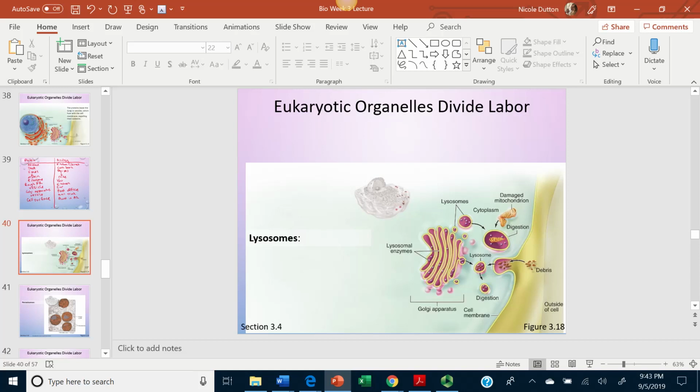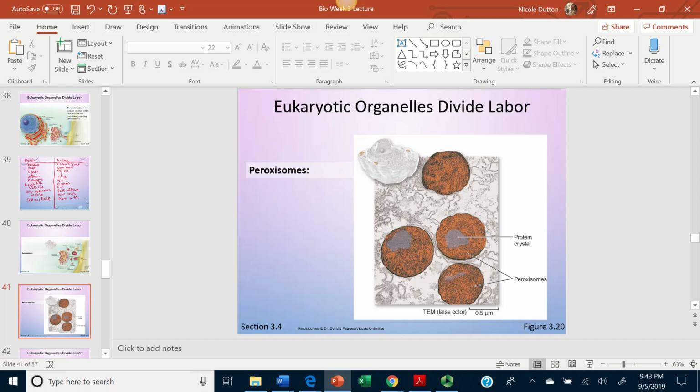Also, if you have a white blood cell that just ate a bacterium in your body, in order to digest that bacterium, you need a mini stomach. You need a lysosome with those digestive enzymes. Peroxisomes contain antioxidants.